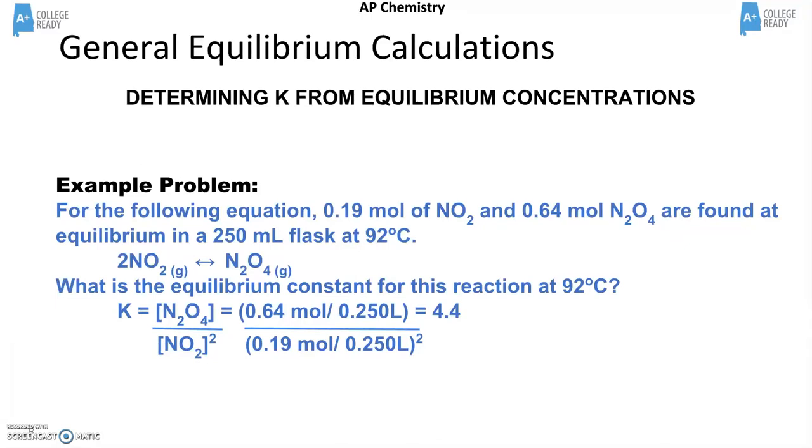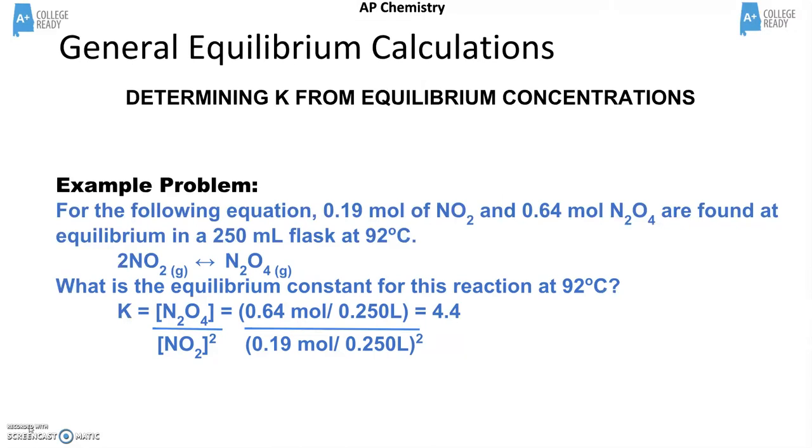I'm giving moles of my reactant, moles of my product. Notice the phrasing says found at equilibrium in this container at this temperature. But notice the container volume. Moles, volume. Yes, I'm going to have to calculate my molarity. And yes, I'm going to have to change my milliliters to liters.